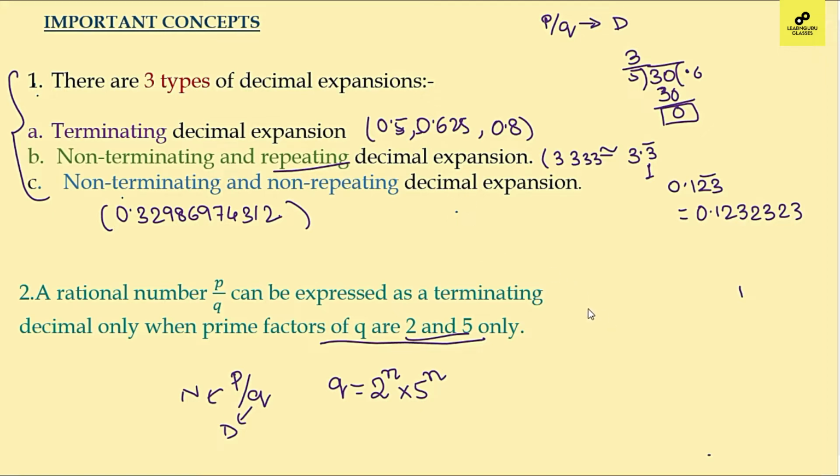Let me give you an example like 3 by 8. If you see the factors of 8, 2 fours are 8, 2 twos are 4. So 8 can be expressed as 2 to the power of 3.